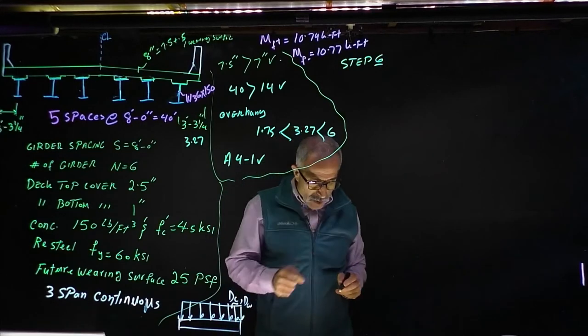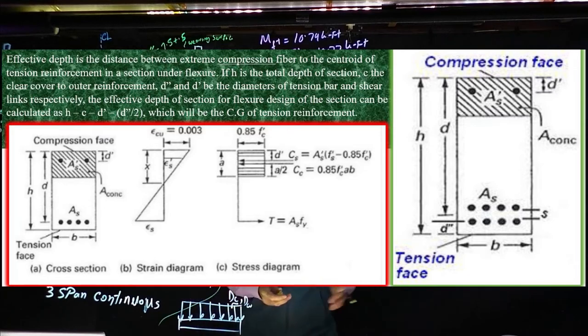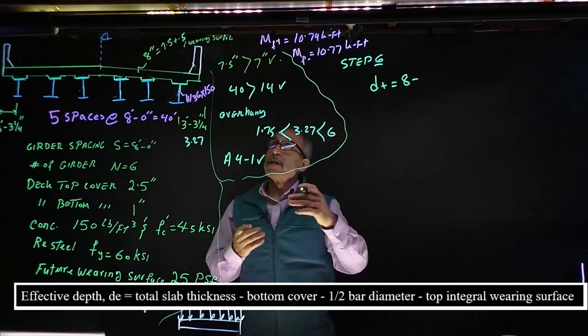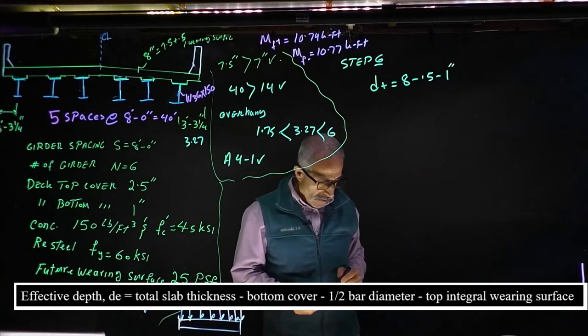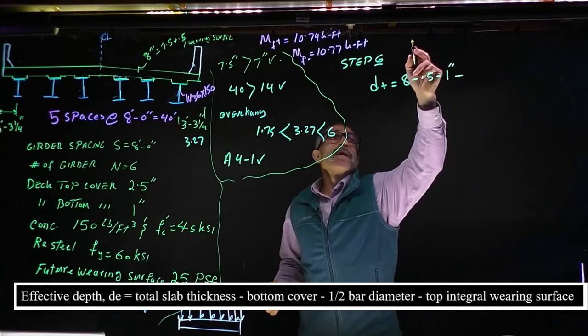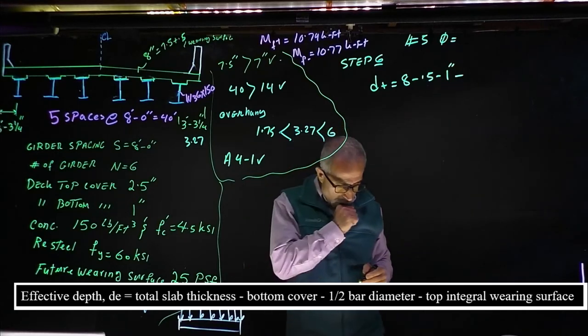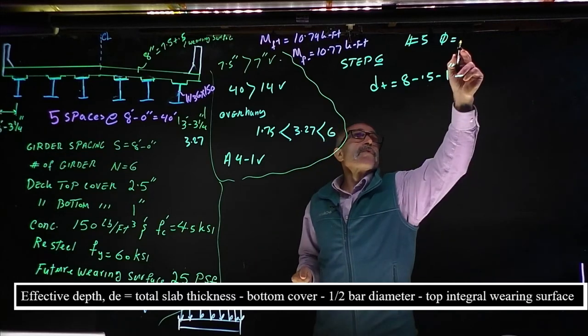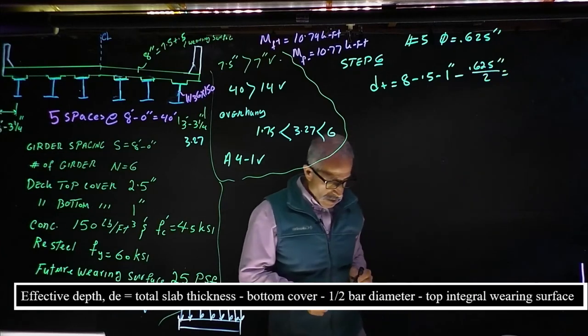All right. And here we're going to go ahead and calculate the effective depth of the slab. So if you look at what I have on the screen, the effective depth for D plus is going to be the thickness of the slab itself minus the integrated wearing surface, which was half an inch here, and then minus the cover at the bottom, which is 1 inch, and then minus the diameter of the bar. Let's say we're going to assume number 5 rebar. The diameter is 0.625 inch. So we're going to be minus 0.625 inch divided by 2. And that D plus is going to come out to 6.19.